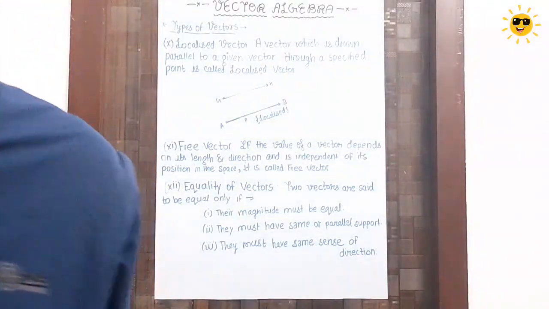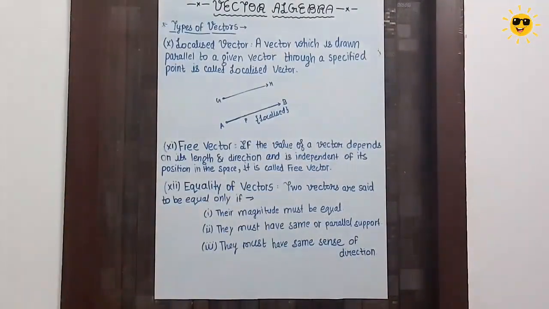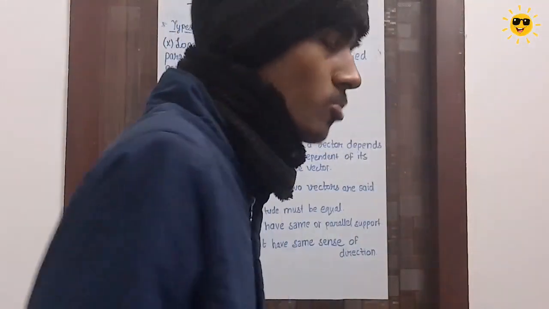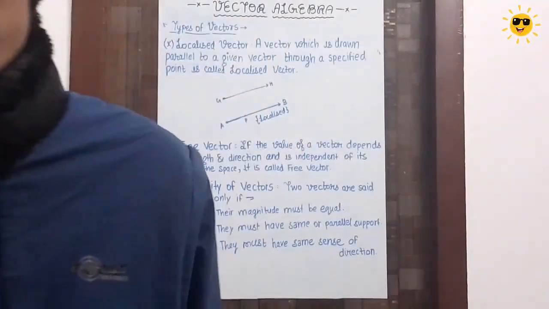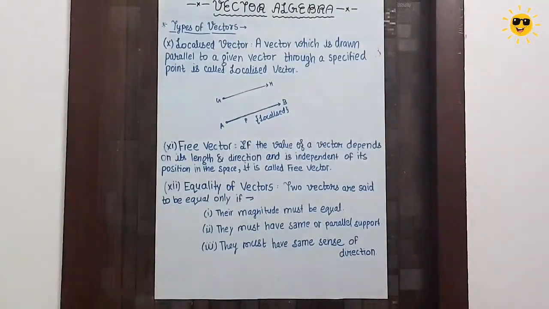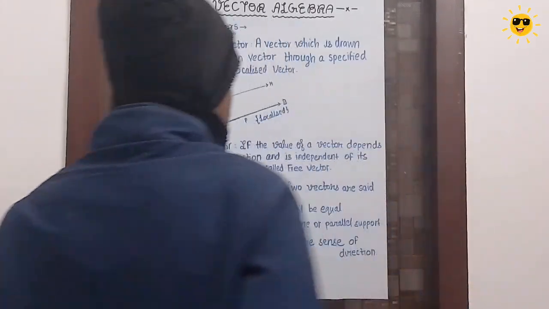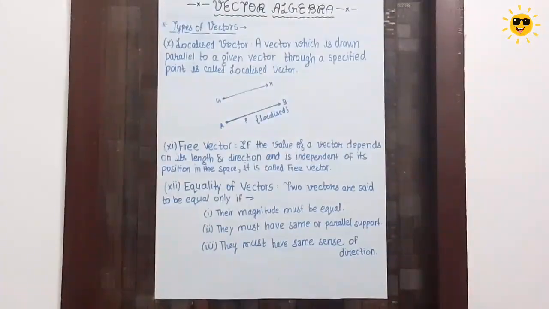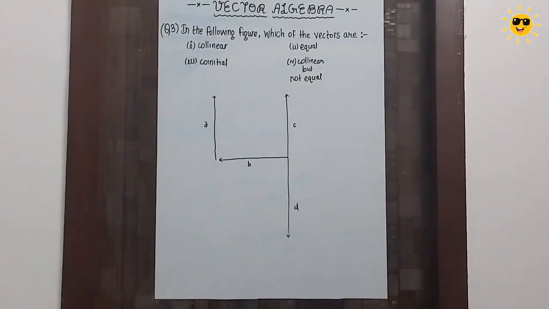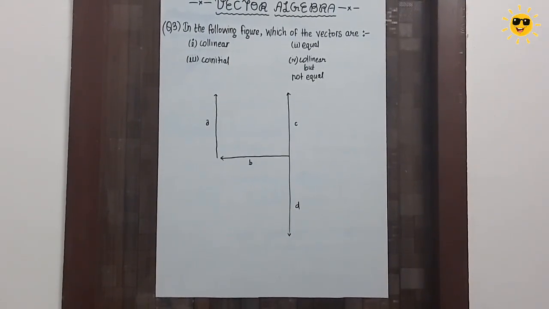This is a very small question and we will do that in this video, so that in the next video we will move to the fresh topic from the start. Our question is very easy. Those who have listened very carefully can answer very easily. We have a figure and we have to tell which of the vectors are collinear, which are equal, which are co-initial, and which are collinear but not equal.